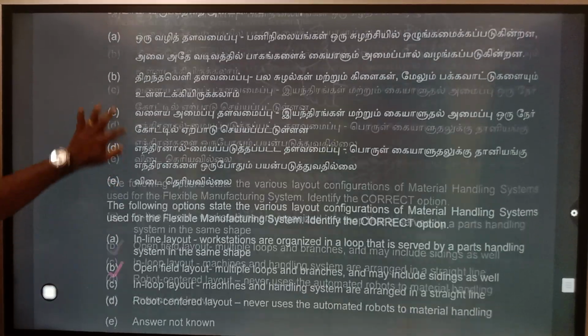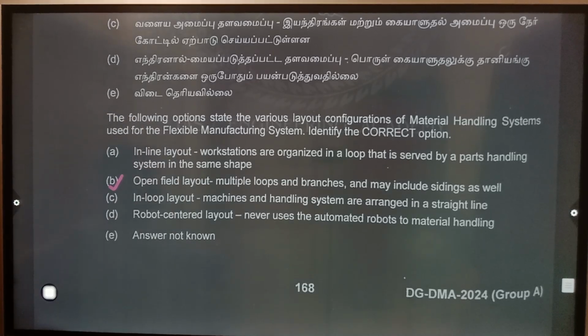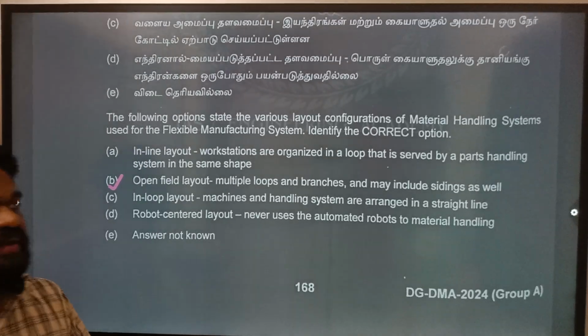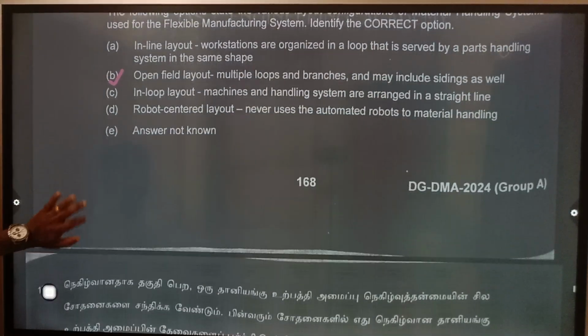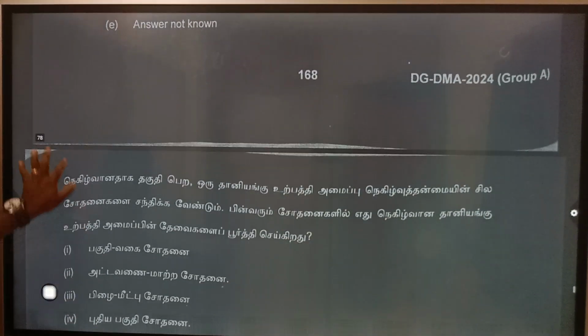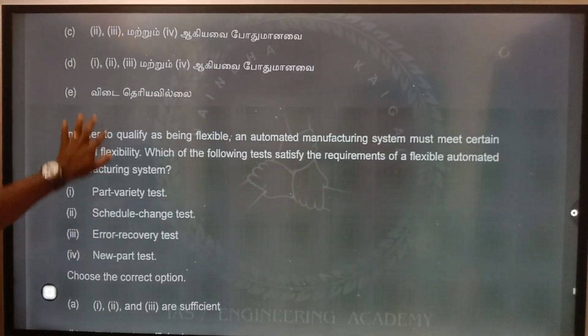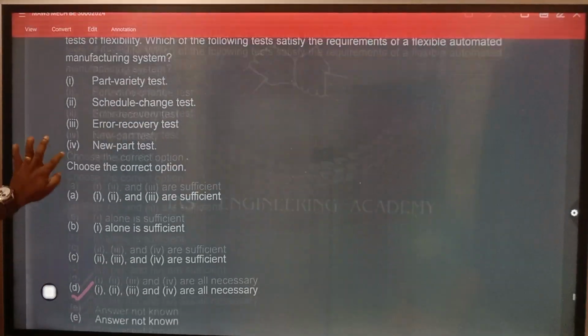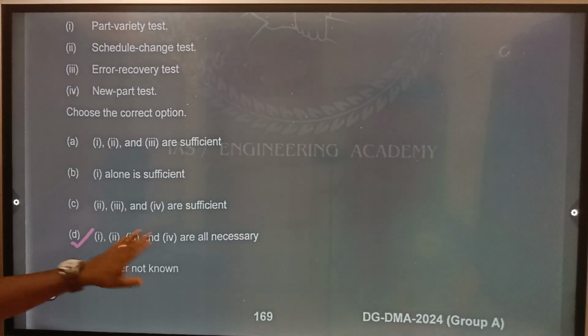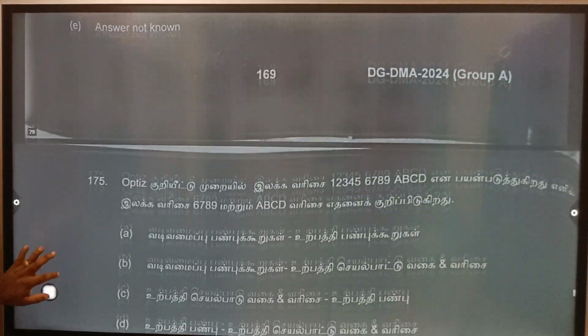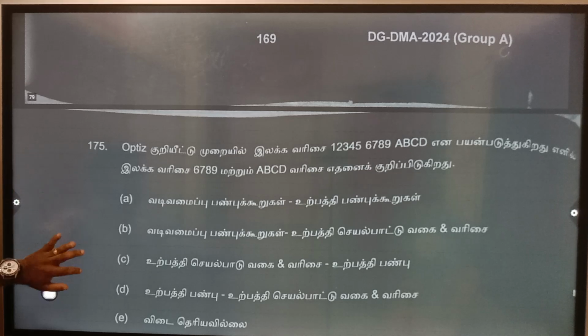173. The following options state the various layout configurations of material handling systems used for the FMS. Identify the correct option. Correct option is open field layout, multiple loops and branches, and mangrove sidings as well. B is the answer. Then 174. In order to qualify as being flexible, four necessary. So D is the answer. 175. Optis.